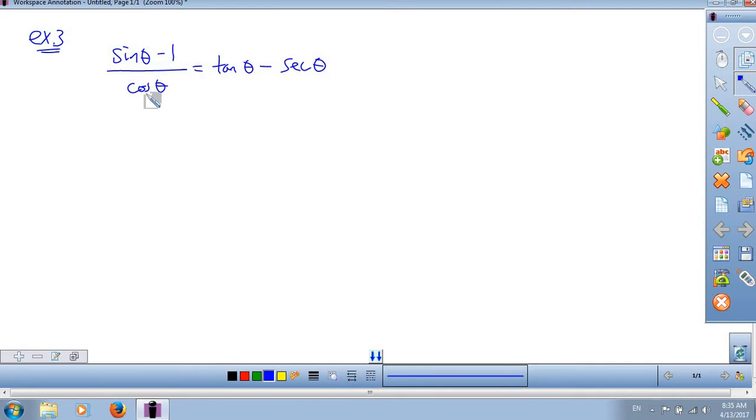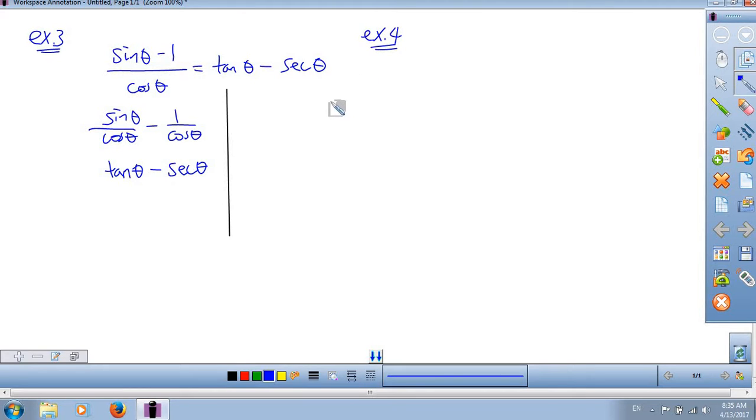Alright, so sine theta minus 1 divided by cosine theta. Now this one actually is quite straightforward, because this is a fraction with two parts, and because both of them have the same denominator, I can separate the left hand side into two fractions. This is another common technique, just to separate the fractions. So we separate it into sine theta divided by cosine theta minus 1 divided by cosine theta. And as you can see, sine divided by cosine is simply tangent, and 1 over cosine is simply secant. So that was a very straightforward problem.